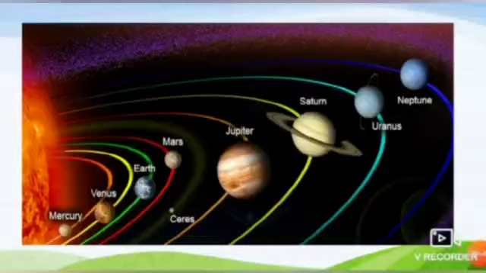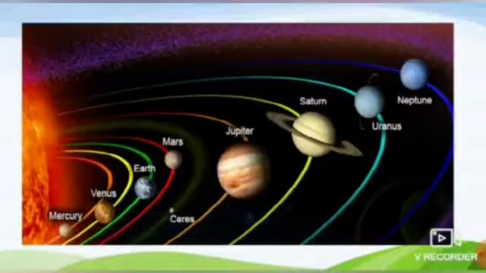Okay students, I have a small work for you. In your textbooks, page number 6, you have an activity. Observe the following picture and name the planets in the boxes given. Name the planets in the appropriate box.